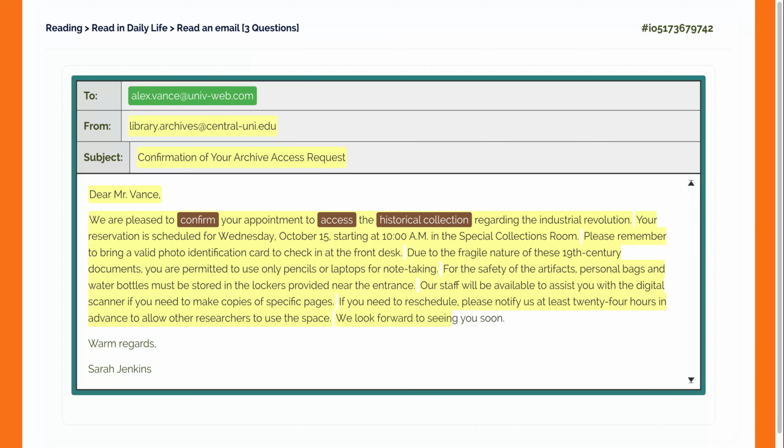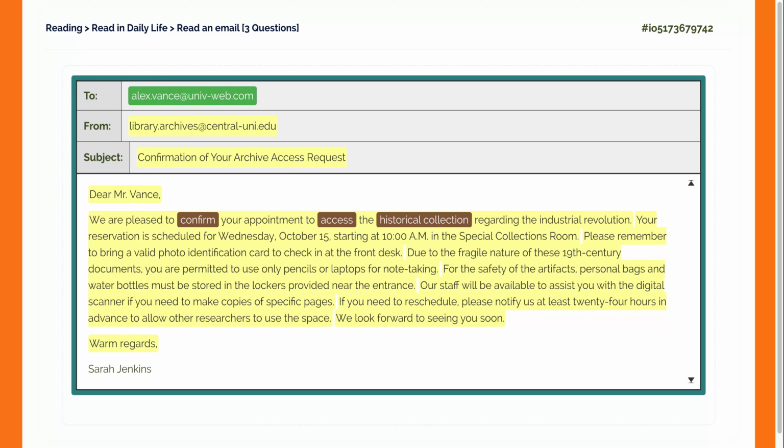We look forward to seeing you soon. This is a standard polite closing. The phrase, "seeing you soon," maintains a friendly but professional atmosphere as the message ends. Warm regards. The closing, "warm regards," is professional and friendly. It shows that the relationship is positive and helpful.